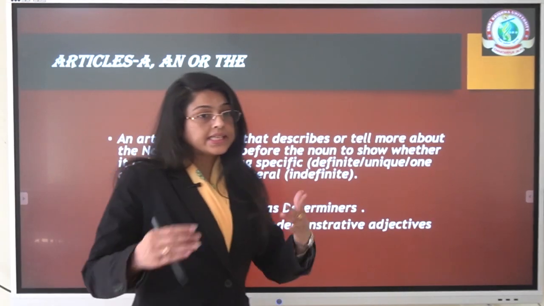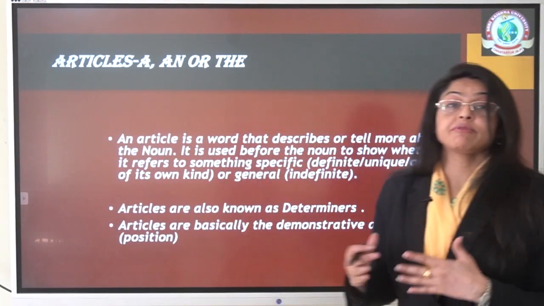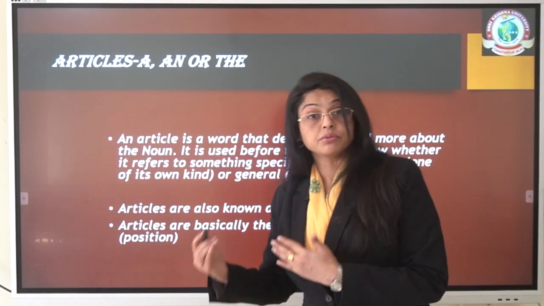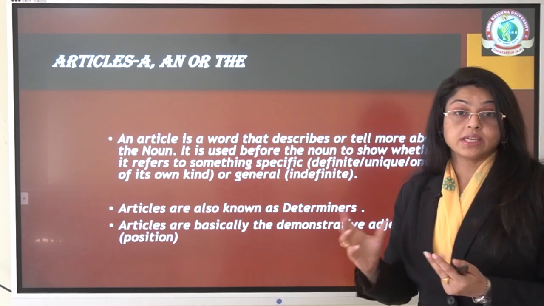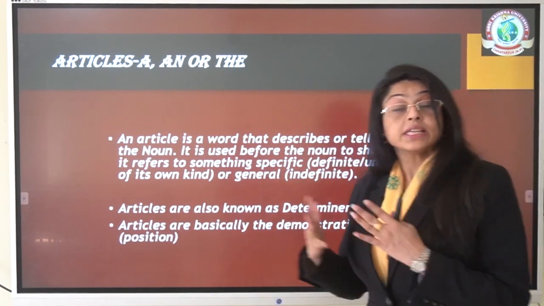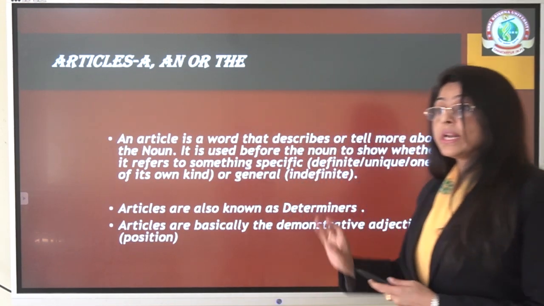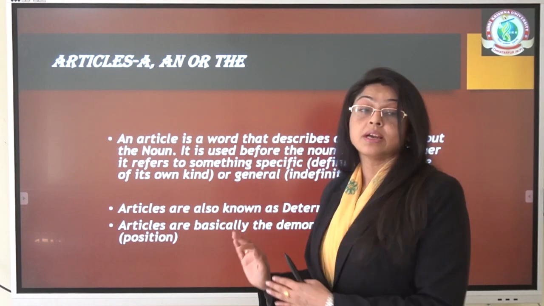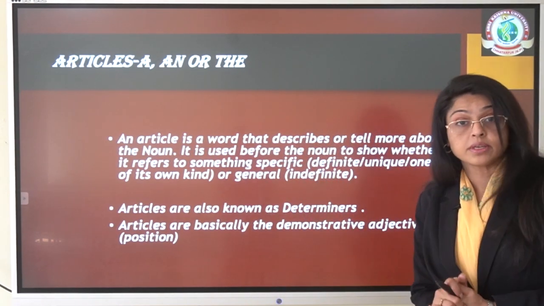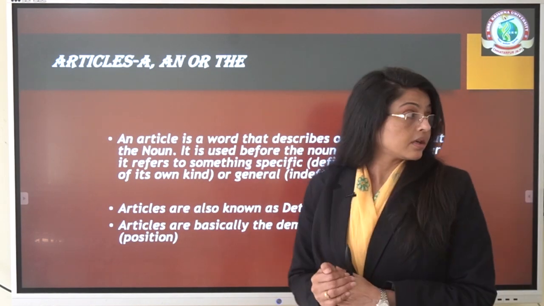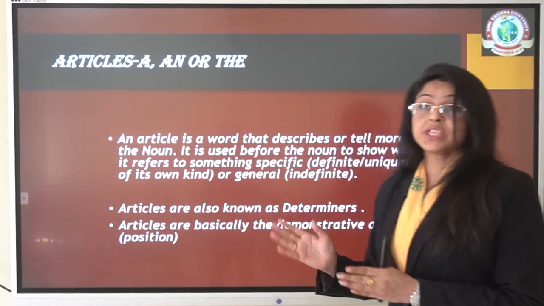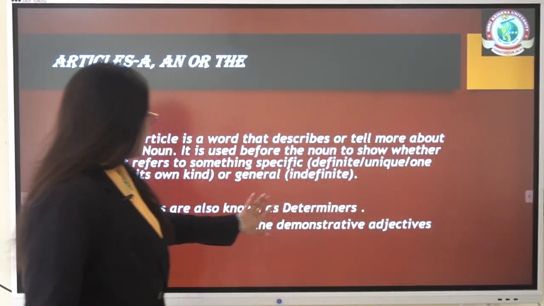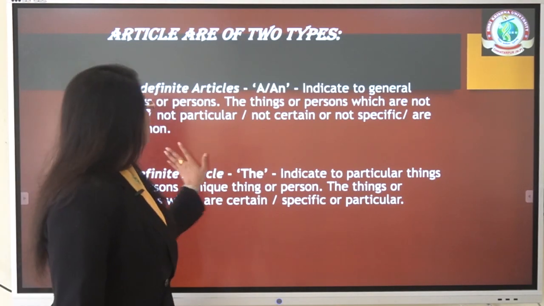What are the articles? These are the words which come before the noun to describe what kind of noun it is, whether it's a particular unique noun or it is a definite, indefinite or a common noun. Now when it is particular or unique, it falls under the definite article, which is the, and when it is a common noun, it falls under the indefinite article, which is a or an. We'll learn more about that in our forthcoming slides. So let's go ahead.